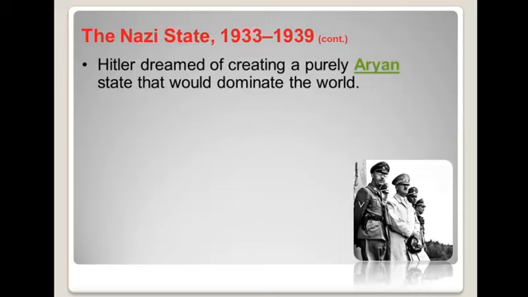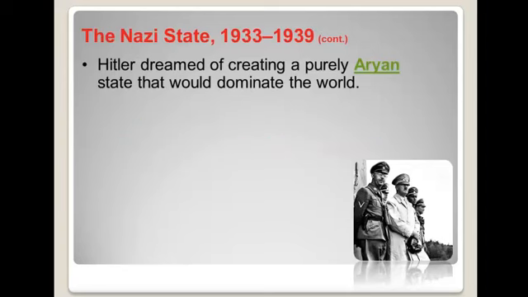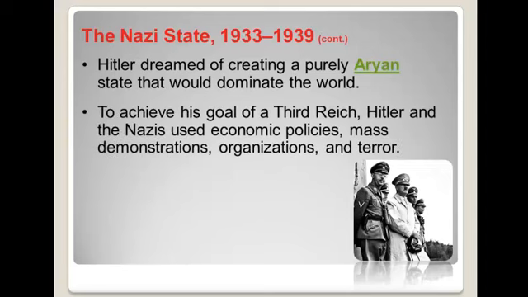Now, he also thought that the Holy Roman Empire, okay, which was in the area of modern Germany, was the First Reich, or the First Empire. He then said that the German Empire between 1871 and 1918 represented the Second Reich. Now, his goal was to create the Third Reich, okay, the next generation of Aryan rule. So, to achieve this, Hitler and the Nazis used economic policy, mass demonstrations like the Nazi rallies at Nuremberg, organizations, and pure terror.